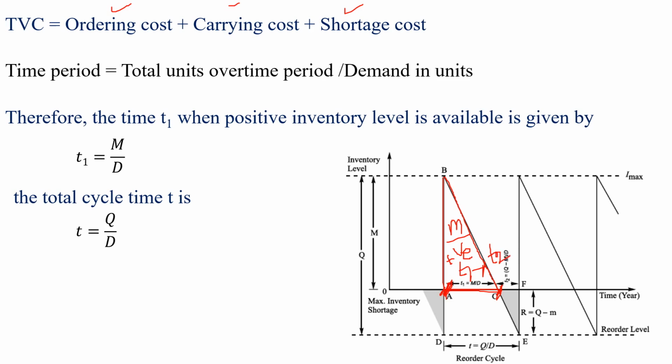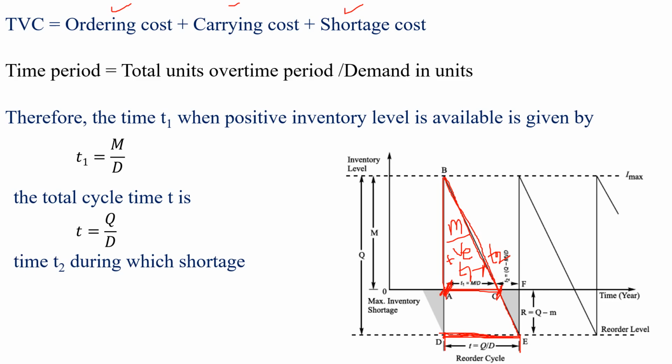So T, and here also the same thing. How many units do we have in this time period? The order quantity. At the start of this time we have the total order quantity, that is capital Q. So T can be written as Q by D.